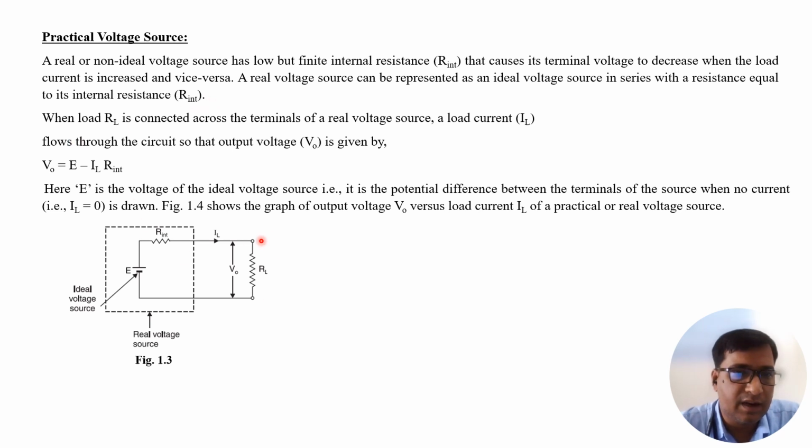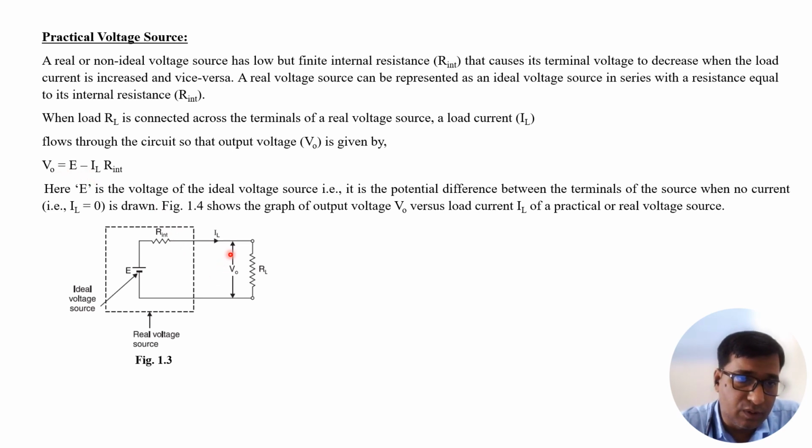Here the value RL is the load resistance, IL is the load current, and E is the ideal voltage source. RINT is connected in series with the ideal voltage source, and then it becomes a real or practical voltage source. The value of RINT, the internal resistance of the voltage source, should be as small as possible. The voltage V naught can be considered, from this equation, as the terminal voltage minus the drop across this resistance, that is E minus IL RINT.